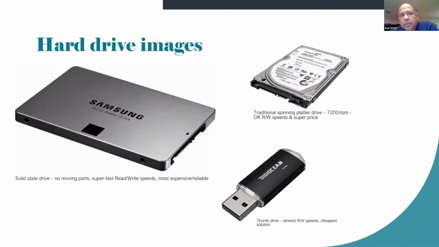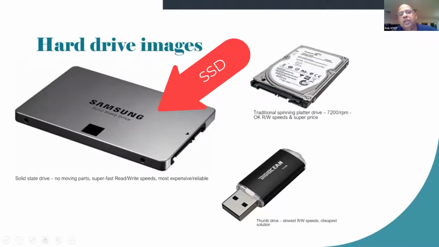Here are examples of hard drives. To the left here is the Samsung solid state drive, as you can see my mouse going around. No moving parts. It's super fast with read-write speeds. It's the most expensive, but yet it's the most reliable because there are essentially no moving parts whatsoever. Most of the fast computers these days, my 2 terabytes are solid state drives, extremely reliable.